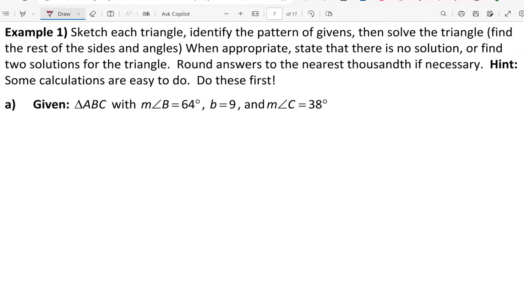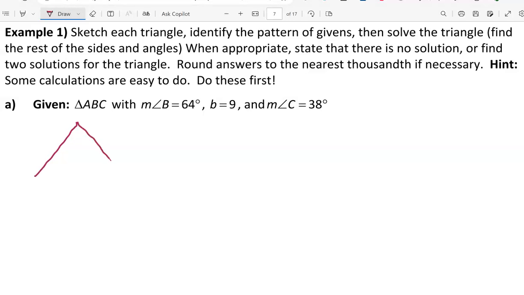All right, so how are we going to use this? We're going to make heavy use of your calculator here. Sketch each triangle, identify the pattern of givens, and then solve the triangle. Solve the triangle means we're going to find all the rest of the sides and angles. When it's appropriate, we're going to state that there are no solutions or find two solutions for the triangle, and round to the nearest thousandth.